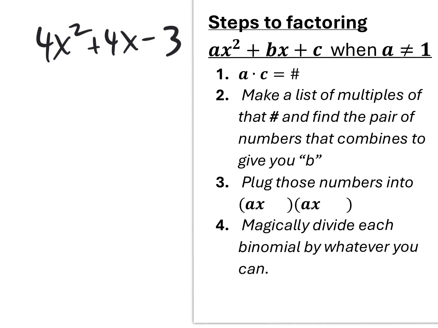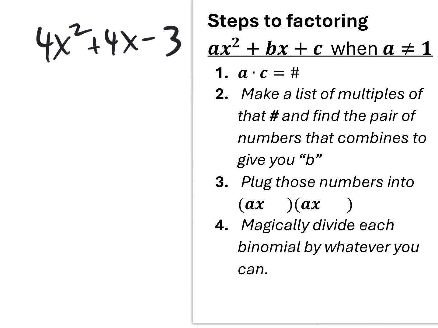I also posted them on Google Classroom, so you could use them during the review and on the final exam itself. So steps to factoring the standard form ax squared plus bx plus c when a is not 1. So when there's a number out here like a 4, you're going to use these steps. And if you follow the steps, it's pretty easy. Step 1 is to multiply a times c, and you get a number.